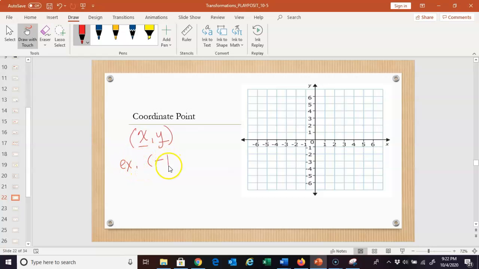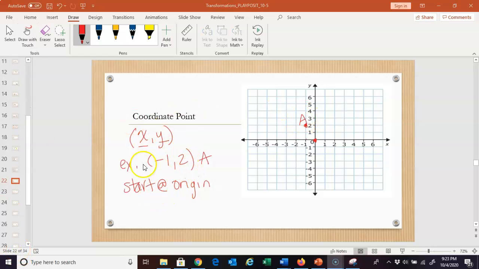Let's graph -1, 2. We're always going to start at the origin. You always start at the origin. I'm going to start here and we're going to go in the x direction first. So I'll go -1 to the left and then up 2. There's our coordinate point. Let's call it A. So we can label that.